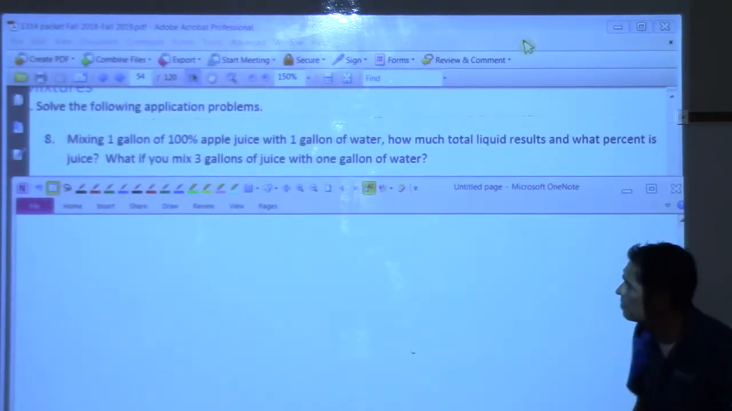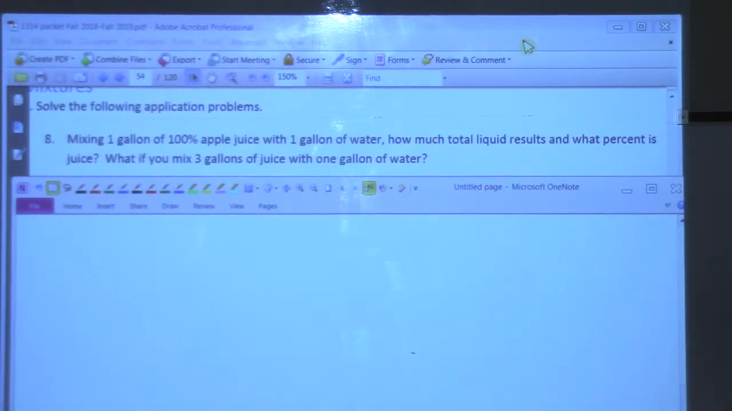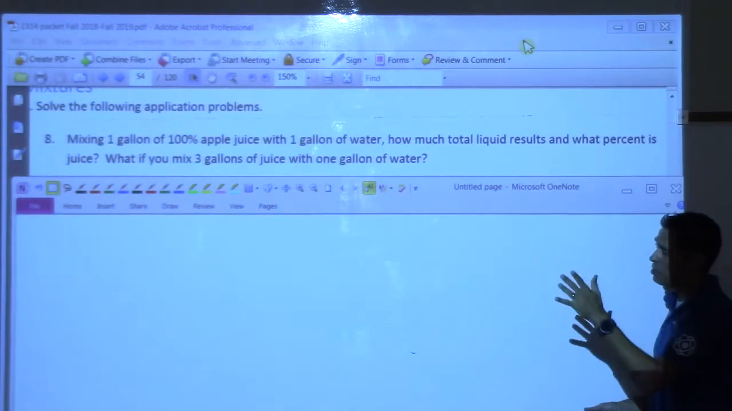So let's read through this. Mixing 1 gallon of 100% apple juice with 1 gallon of water. How much total liquid results, and what percent is apple juice? Okay, let's start with that first part. Without doing any math, what do y'all think? You mix them together. How many gallons will you have? 2 gallons. What's the new concentration of apple juice in that 2 gallon mixture? 50%. Does that make sense to everyone?